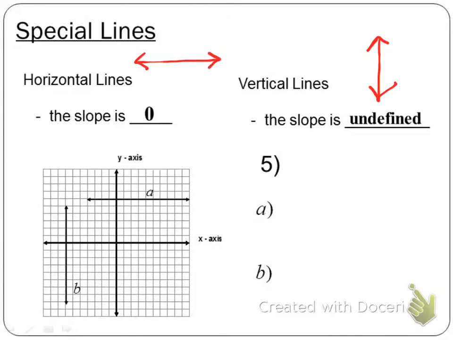Now, there is a little memory trick that I use for this. I like to think of the sport of skiing. Let's put a little skier on this horizontal line. Now this skier is feeling a little sad. Why is he sad?